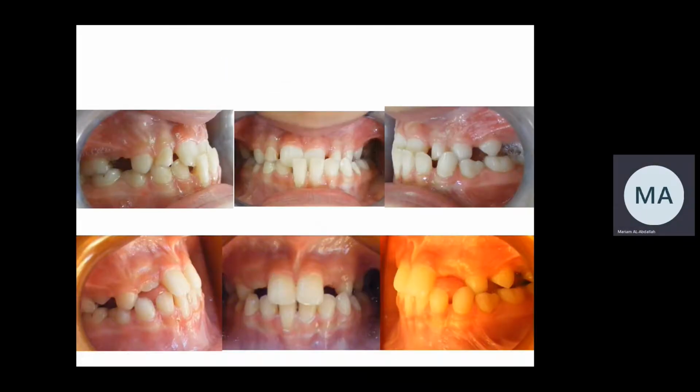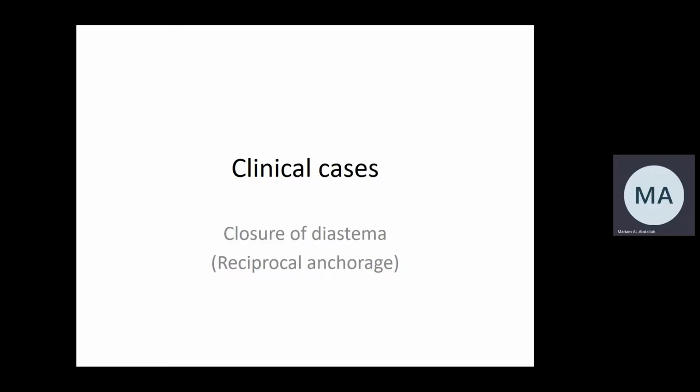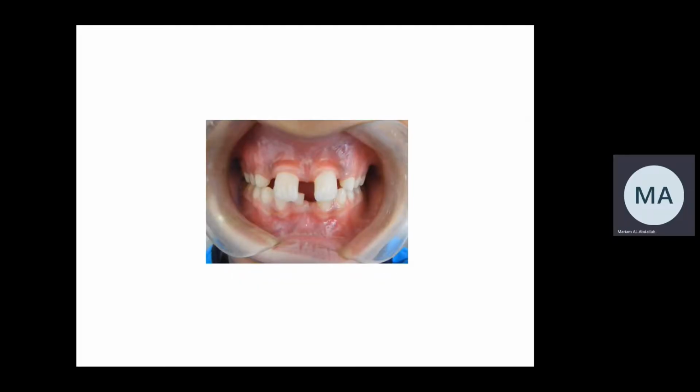So this is the patient before and after. Another case is a closure of diastema, and another name for the type of anchorage that is presented is the reciprocal anchorage. Okay, so this is a patient with big diastema. The child is being disturbed aesthetically with this diastema.